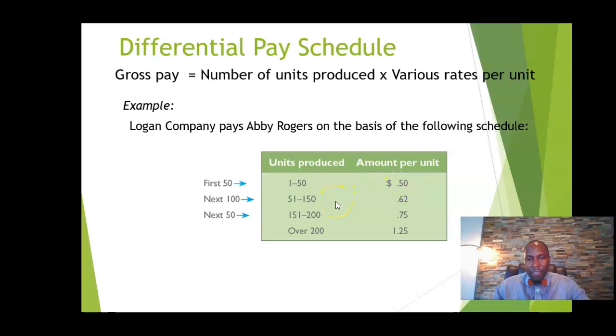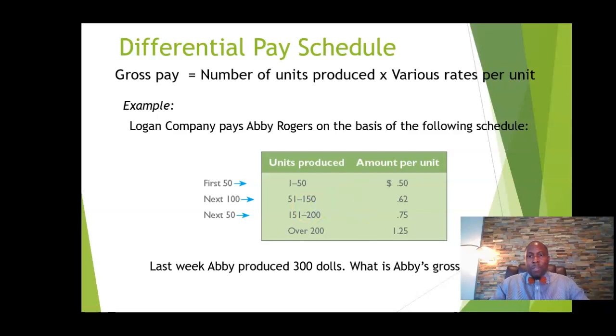Between 51 and 150 units, 62 cents per unit. 151 to 200, 75 cents per unit. Over 200, $1.25 per unit. Wow, Abby. So we see that the more productive Abby is, the more money she's going to earn. So Abby produced a total of 300 dogs. We're asking the question, what would be Abby's gross rate of pay?